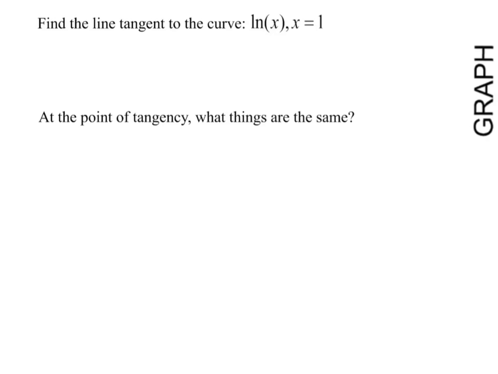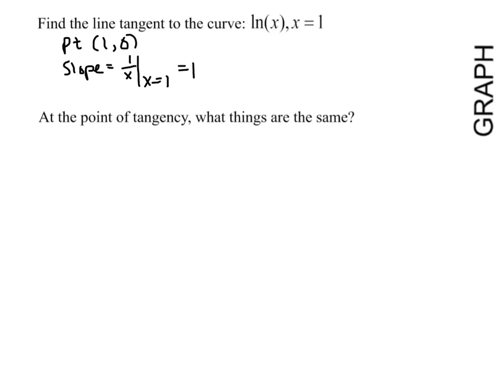So a tangent line, remember, just needs two things. It needs a point. So we know that x is 1, the natural log of 1 is 0. So there's the point. And the slope, well, we need the derivative of natural log, which is 1 over x, evaluated at x equals 1. So the slope is also 1.